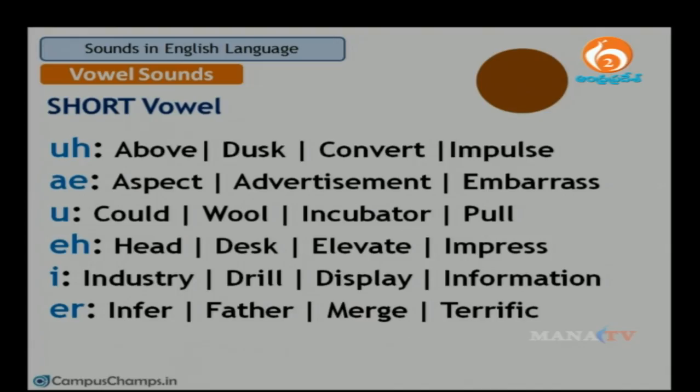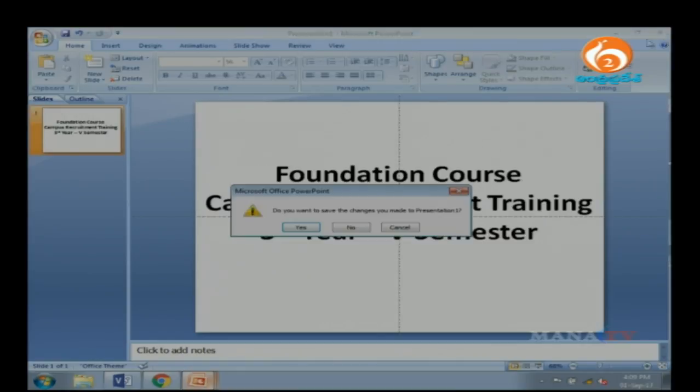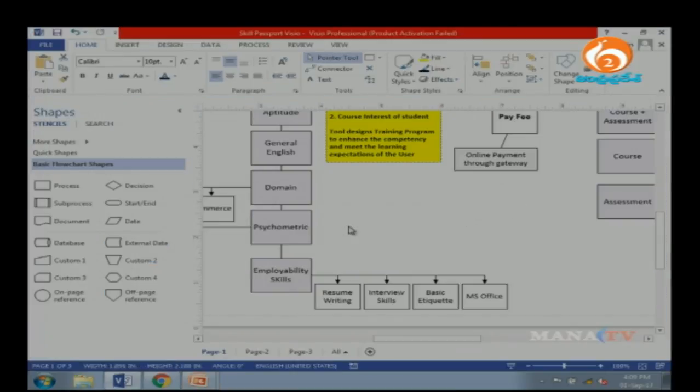And short vowel we have a, like long vowel we had a, this is a. Then we have a, for example, bat, cat, mat, pat, aspect, advertisement, embarrass. We have long vowel oo, this is short vowel oo. For example, could, wool, incubator, pull. For example, pull, I can write this word in two different ways. Let me give you a quick example on this.